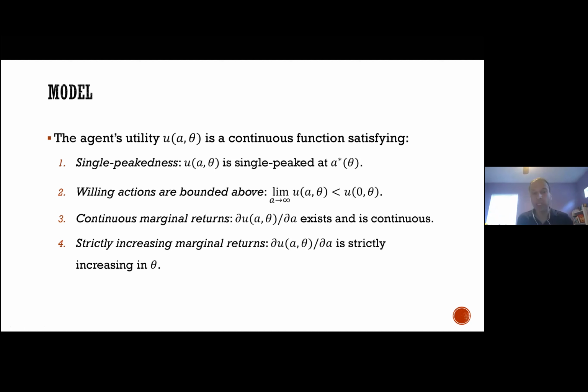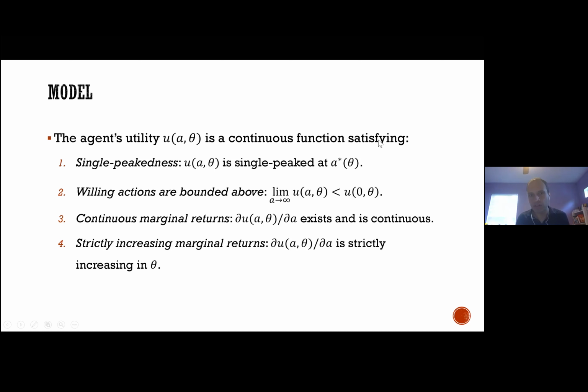Next, willing actions are bounded above. What that means is that there is a high enough action which is worse than the outside option. You can push the agent to take higher actions, but at some point the agent will refuse and say, no, I would rather choose the outside option than such a high action. If you think about the inverted U shape, and the utility at the outside option is equal to 0 for the agent, then at some point the inverted U shape cuts the x-axis, far enough to the right.